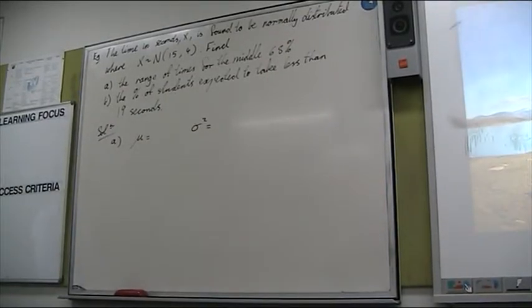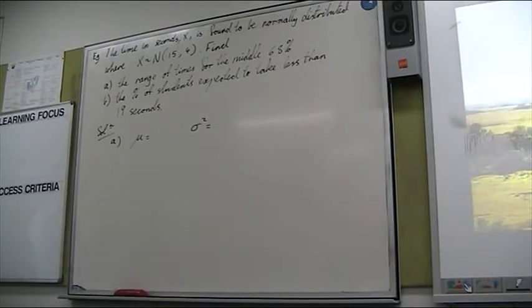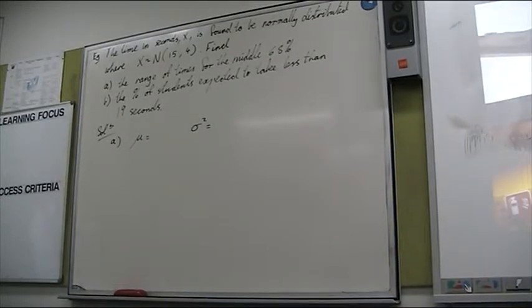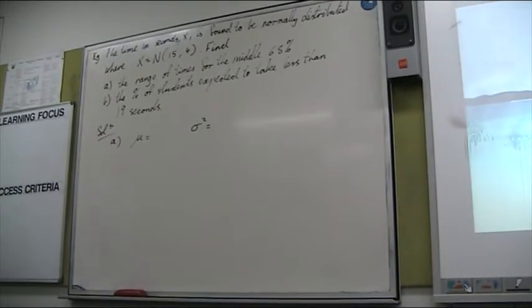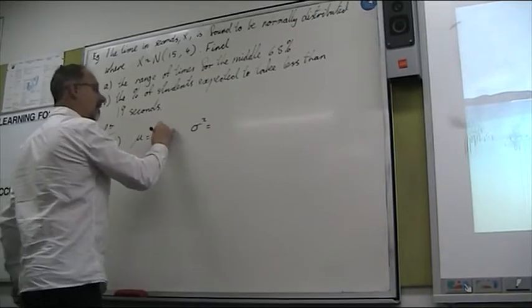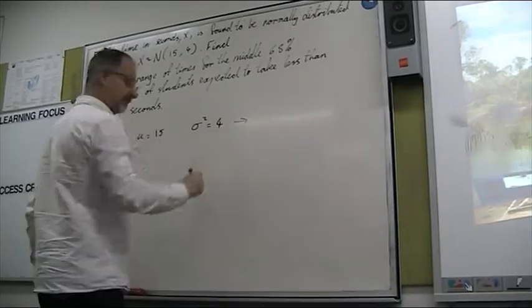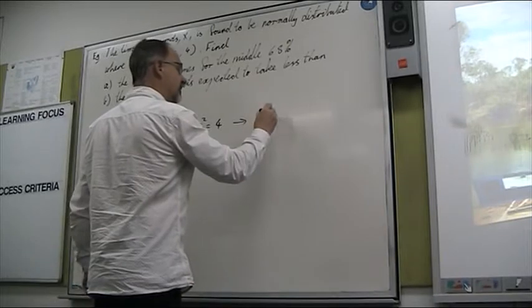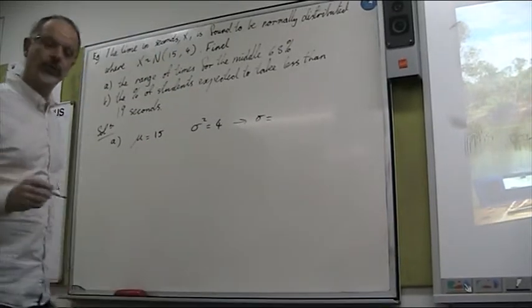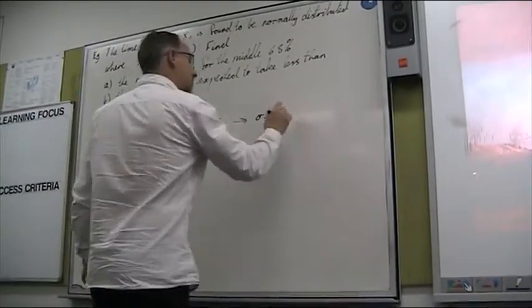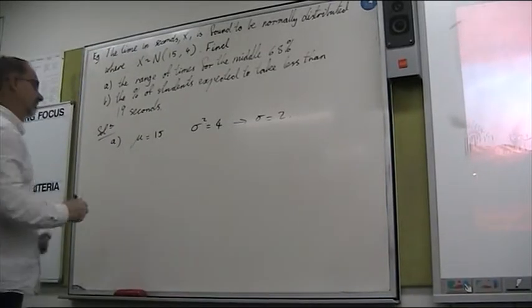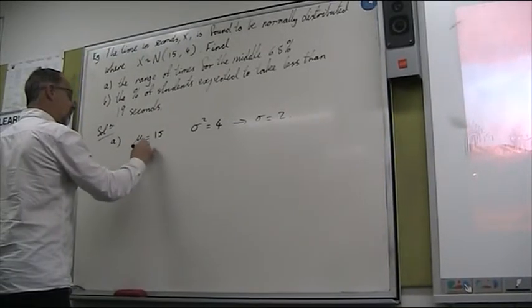So here it says it's a normal distribution, 15 and 4. 15 is the mean, 4 is the variance or the standard deviation squared. So 15 and 4, that means that the standard deviation would be 2. So 68% is what it talks about.